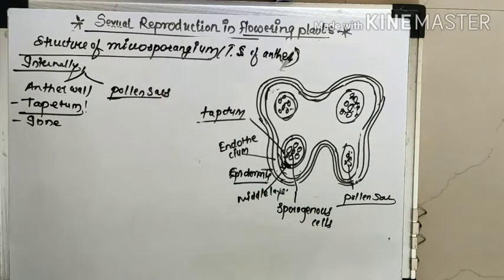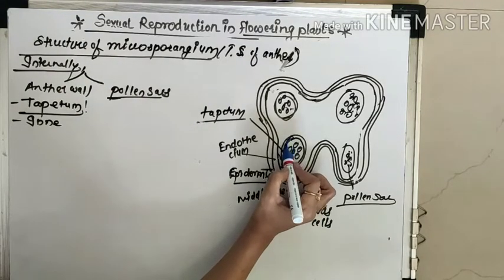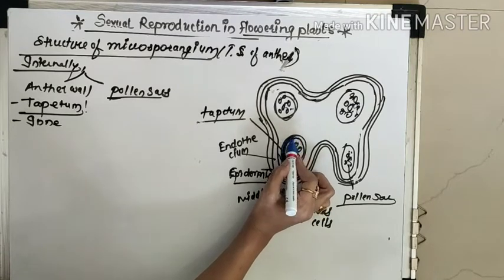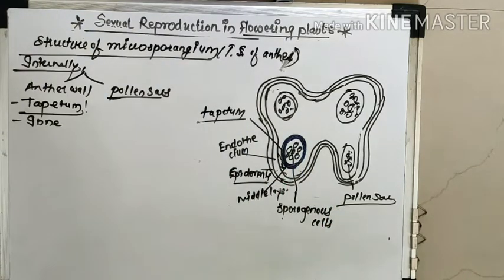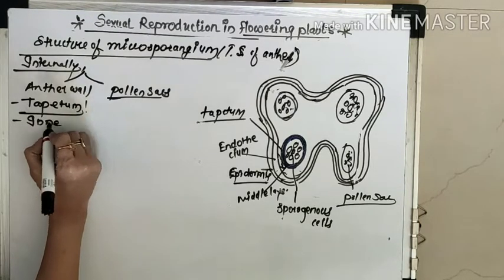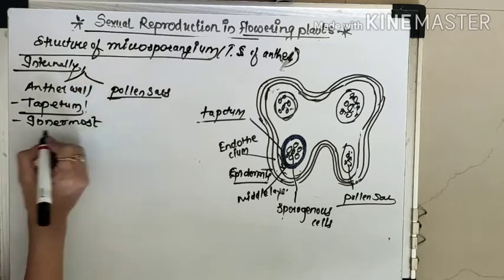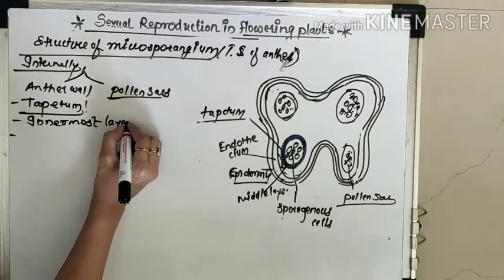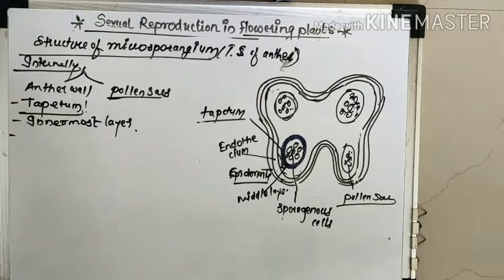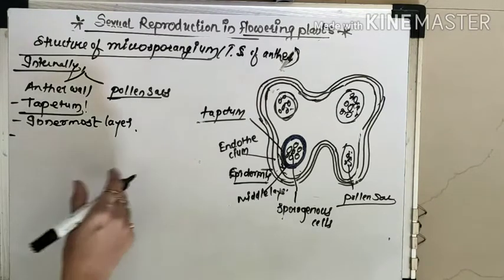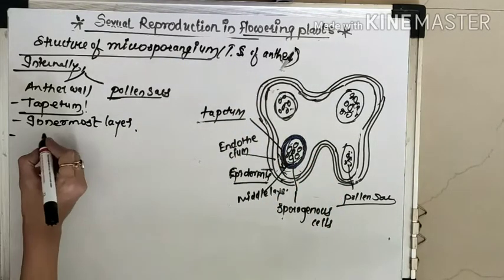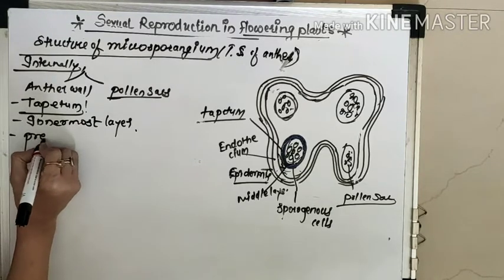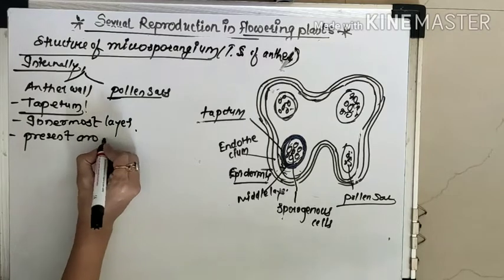I will color it another color. The layer which I am coloring blue, that is called the tapetum. So the tapetum is the innermost layer of the anther wall, and it is present around the pollen sac. You can see this is a pollen sac, so it is surrounded by the tapetum. So it is the innermost layer, and it's present around the pollen sac.